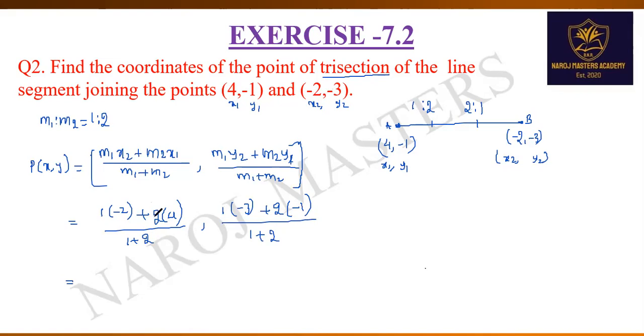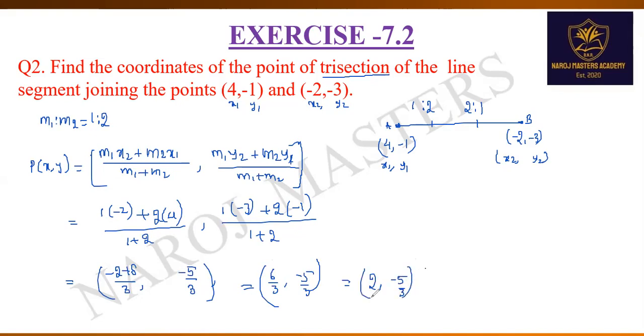So here it is minus 2 and plus 8 by 3, comma, here it is minus 3 minus 2, so minus 5 by 3. Okay. Now look here. So that is equal to minus 2 plus 8 is 6, 6 by 3, comma, minus 5 by 3. That is equal to 6 by 3 is 2. So 2 comma minus 5 by 3 are the coordinates. So this is one coordinate.